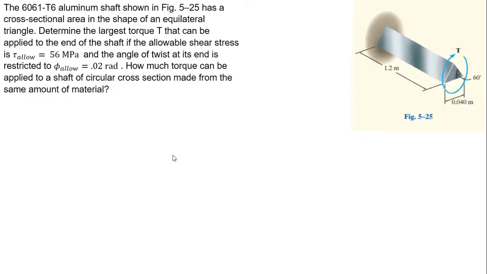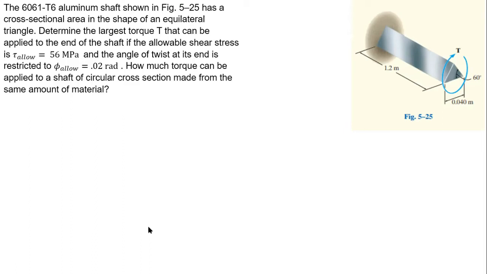Sabi dito, a 6061 T6 aluminum shaft shown in the figure has a cross-sectional area in the shape of an equilateral triangle. Determine the largest torque T that can be applied to the end of the shaft if the allowable shear stress is 56 megapascal and the angle of twist at its end is restricted to 0.2 rad. So determine how much torque can be applied to a shaft of a circular cross section made from the same material.